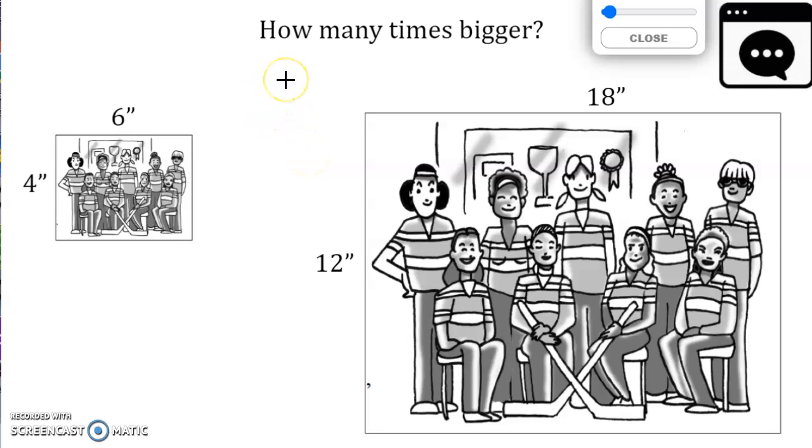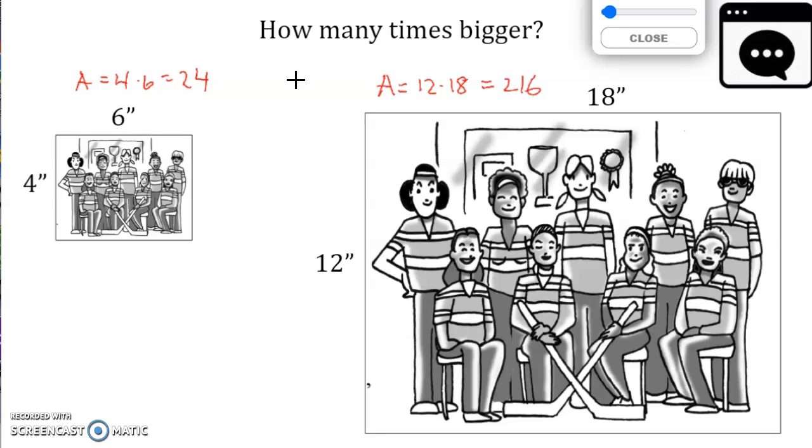Now this time we're going to consider area. To figure that out, what is the area of the original picture? 4 times 6, which is 24. What about the area after enlargement? It's going to be 12 times 18, which, let me use the calculator really quickly, gives me 216.